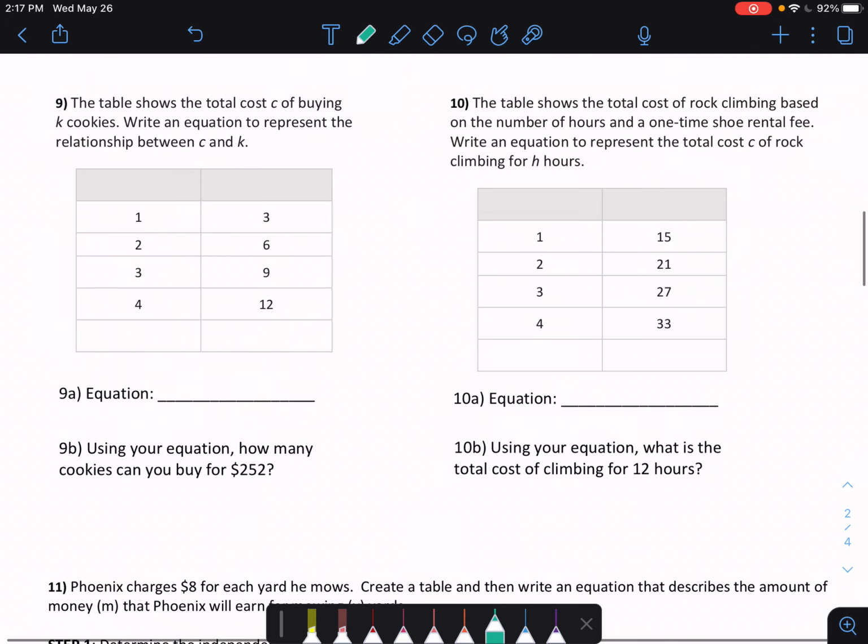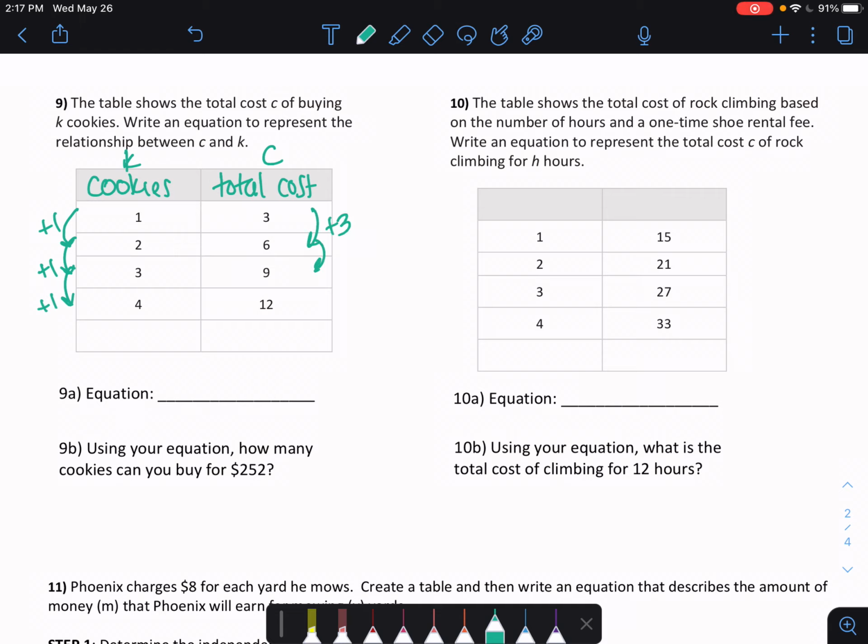The next two, I'm going to write an equation and then answer a question. So it says the table shows the total cost of buying K cookies. Write an equation to represent the relationship between C and K. Well, I have to know how many cookies I am purchasing before I know the total cost. So I'm going to fill in those spots first. They used K to represent cookies and C to represent total cost. So my values are going by 1s. On the inputs, they are going by 3s on the outputs. So I'm going to start with C equals 3K.